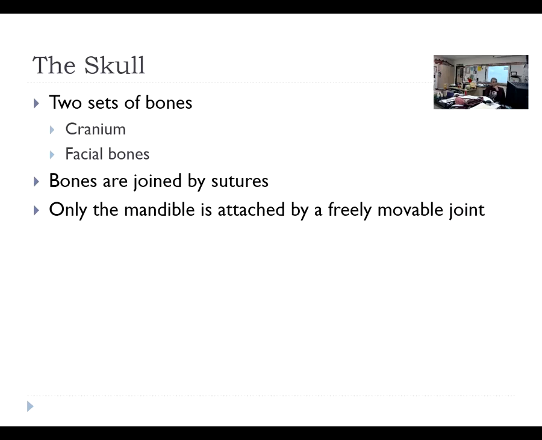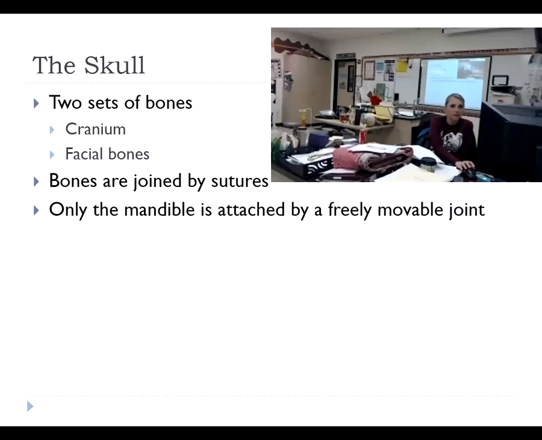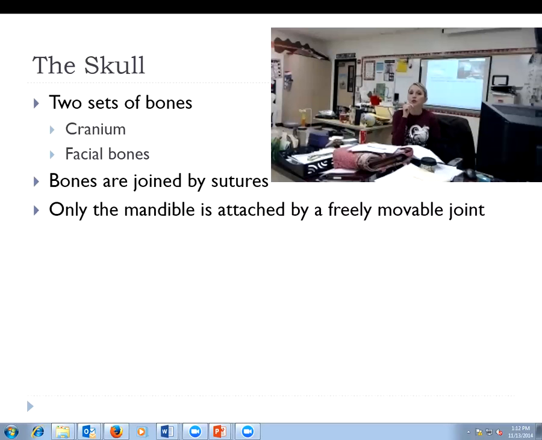Okay, the skull. It's two sets of bones. We have the cranium, which is the part that actually holds your brain, and then you have all of your facial bones, where your face is. Makes sense. Okay, so these bones are joined by what's called sutures.